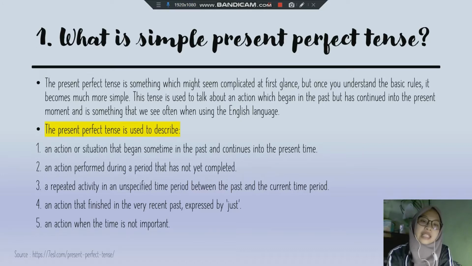The present perfect tense is used to describe: 1. An action or situation that began sometime in the past and continues into the present time. 2. An action performed during a period that has not yet completed. 3. A repeated activity in an unspecified time period between the past and the current time period. 4. An action that finished in the very recent past, expressed by just. And 5. An action when the time is not important.